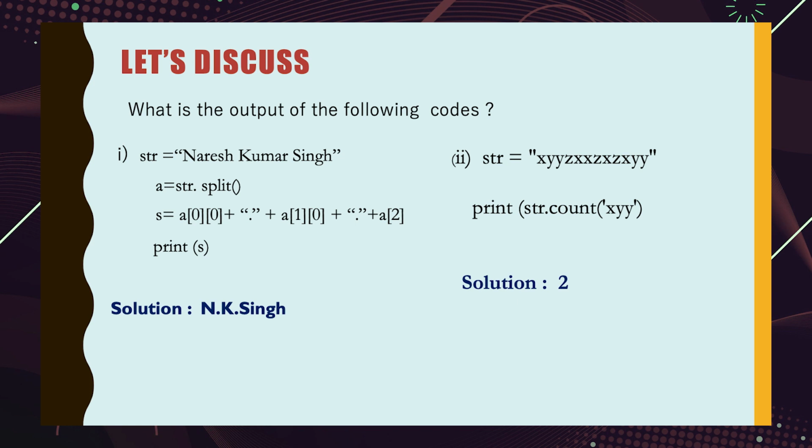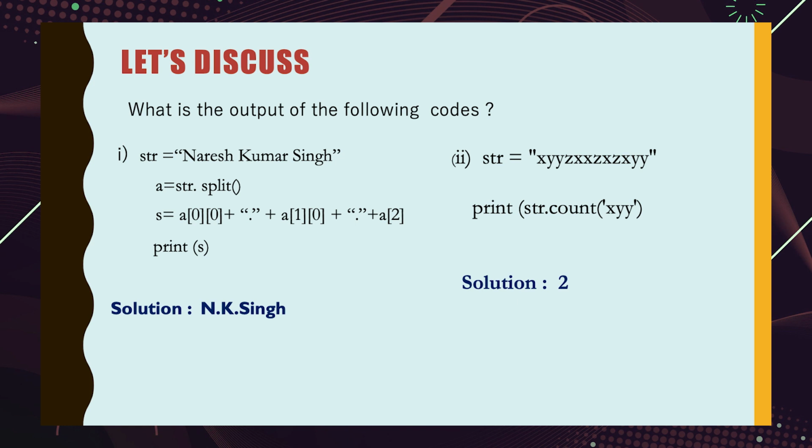Now let's see the next question. str equal to "xyyzxxzxzxyy". Print str.count("xyy"). The solution is 2. Here, the count function is used to count the number of occurrences of the substring in a given string. It returns 0 if not found. In this question, the substring "xyy" will appear 2 times in the string.